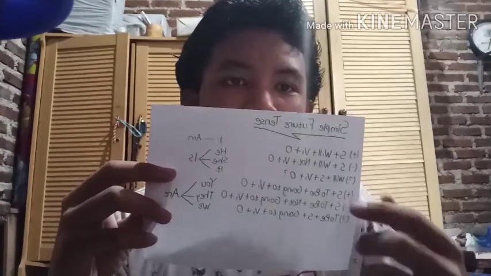Okay, next, number 3 is simple future tense. What is a simple future tense? Simple future tense is a sentence used to indicate events that will occur in the future. This is the formula of simple future tense.